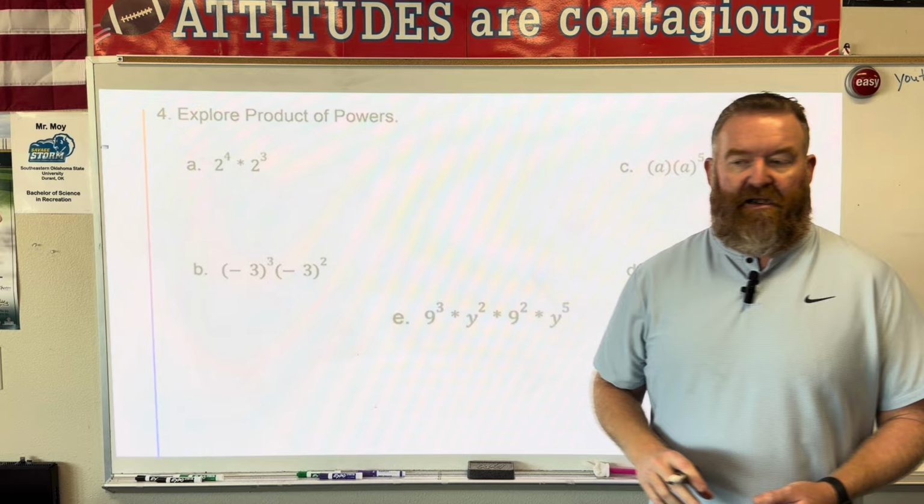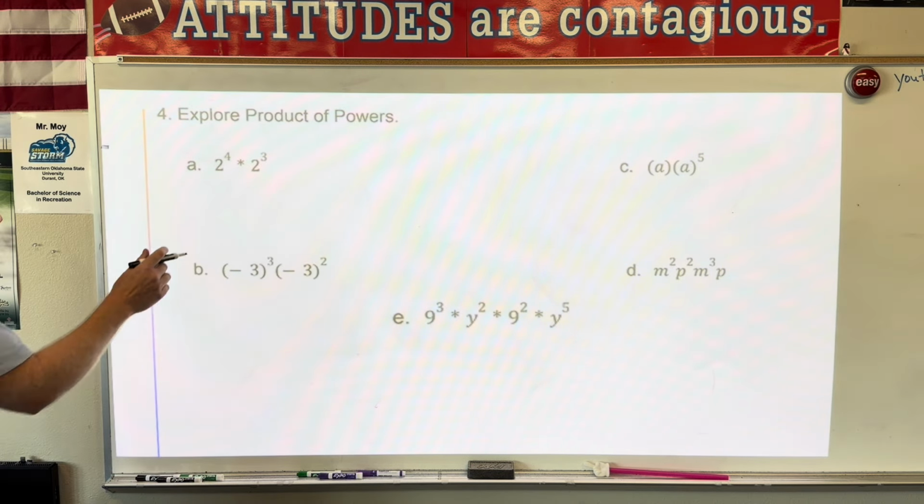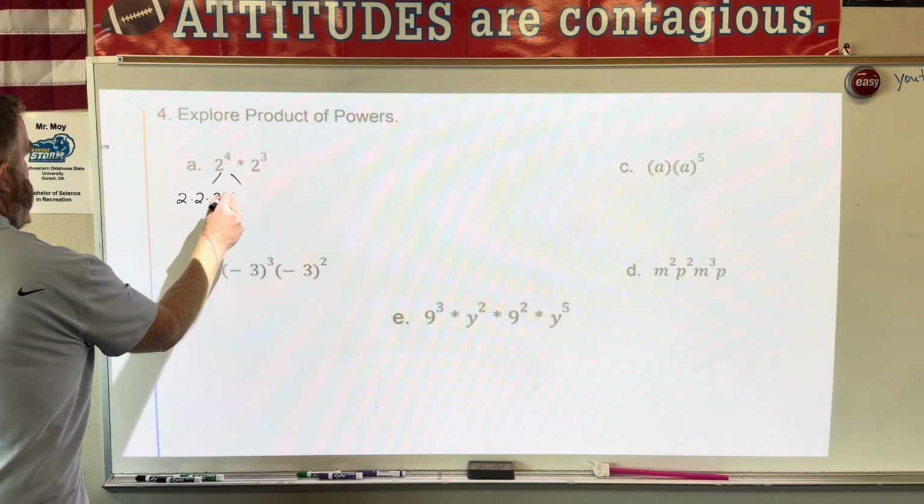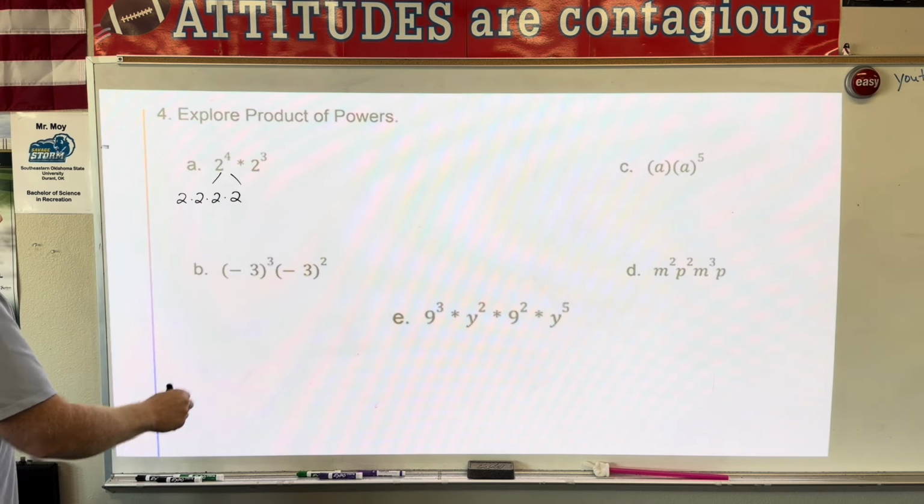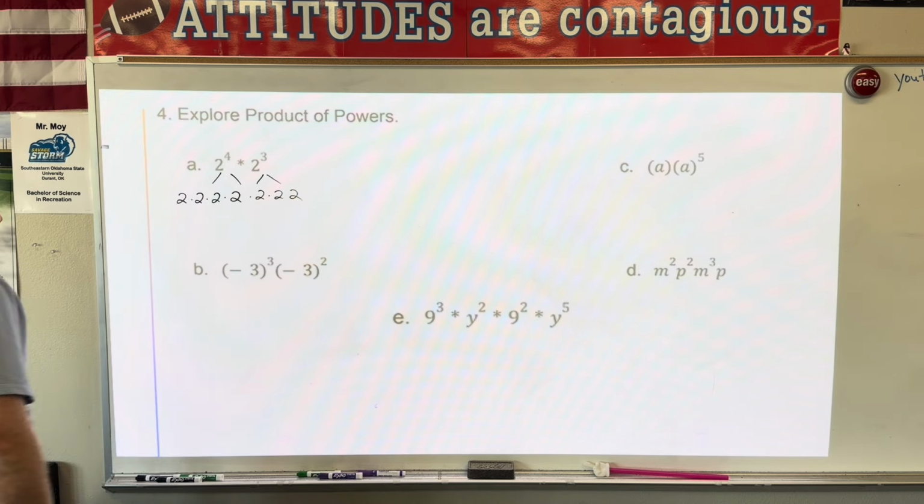What does 2 to the 4th mean? This means 2 times 2 times 2 times 2. What does 2 to the 3rd mean? 2 times 2 times 2. Now, forget about the problem. Look at what I just wrote down. What did I write? What do you notice?